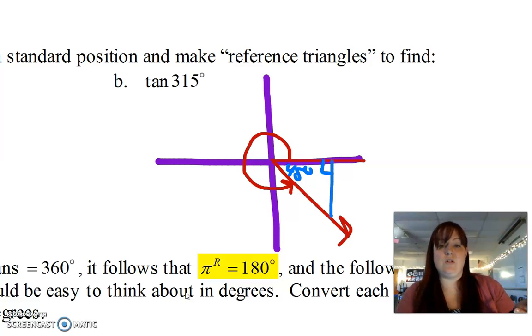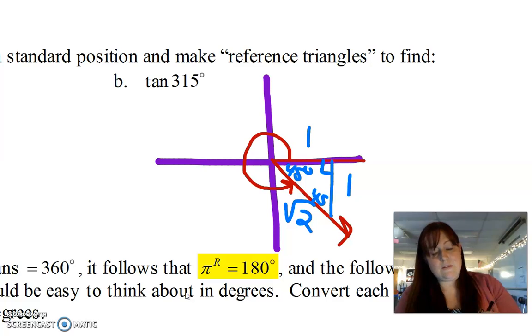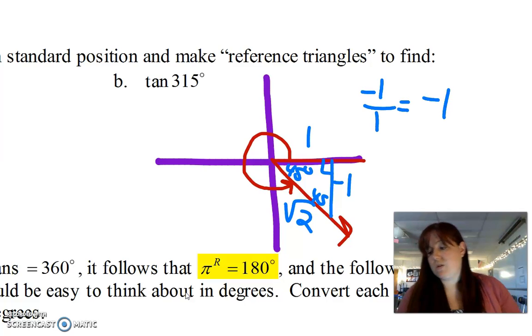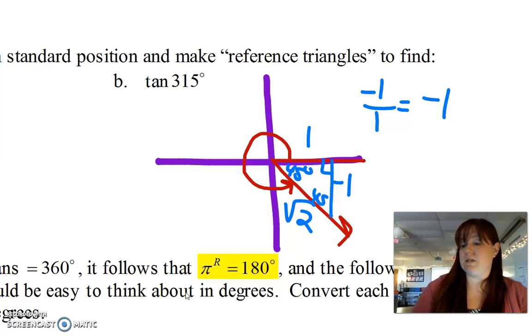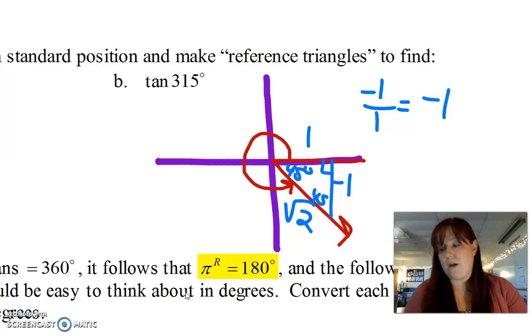So there's a 45 degree triangle. That's a reference triangle. The tangent of 315 is the same as the tangent of that reference triangle, which is 45. So this is a 45, 45, 90. And we know that the sides of 45, 45, 90s are 1, 1, root 2. Since this one right here is a positive one, but this one's going to be a negative one. And now we're asked for the tangent. Tangent is opposite over adjacent. So that's going to be negative 1 over 1, which is negative 1. So the tangent of 315 degrees is negative 1. Okay.